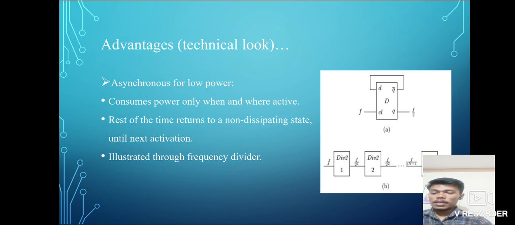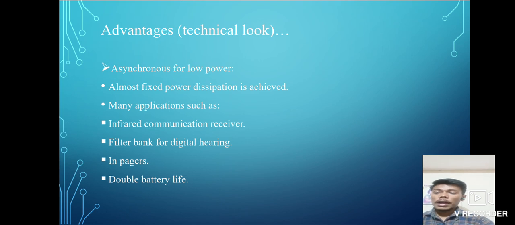Here in the figure we can see divide by 2 raised to 1, after that divide by 2 raised to 2, divide by 2 raised to n. Asynchronous for low power: it consumes power only when and where active, illustrated through a frequency divider, and the rest of the time returns to a non-dissipating state until the next activation. Advantage, technical look: asynchronous for low power, almost fixed power consumption achieved.